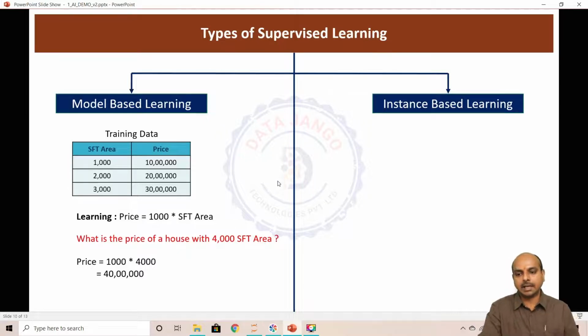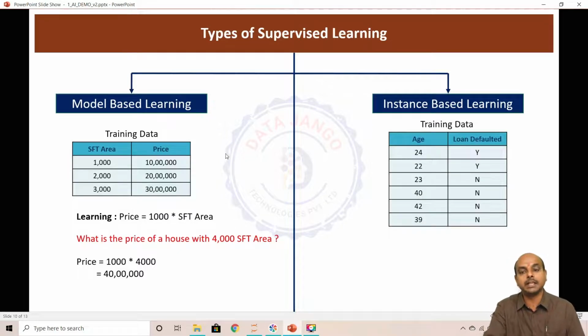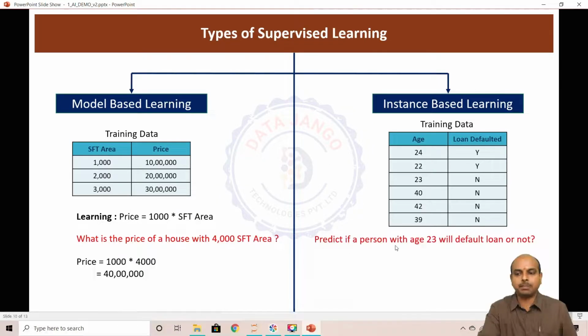Let us look at instance-based learning and see why model-based learning is popular. If you pass a data set, here the training set is age and loan defaulted. We have a data set with different ages and whether the person defaulted on the loan or not. In instance-based learning, it saves this whole data into memory, in your RAM. And when you pass the data and ask the question, predict if a person with age 23 will default or not, it will go into the memory, the RAM, and calculate the distances between the ages in the data set and the age you passed.